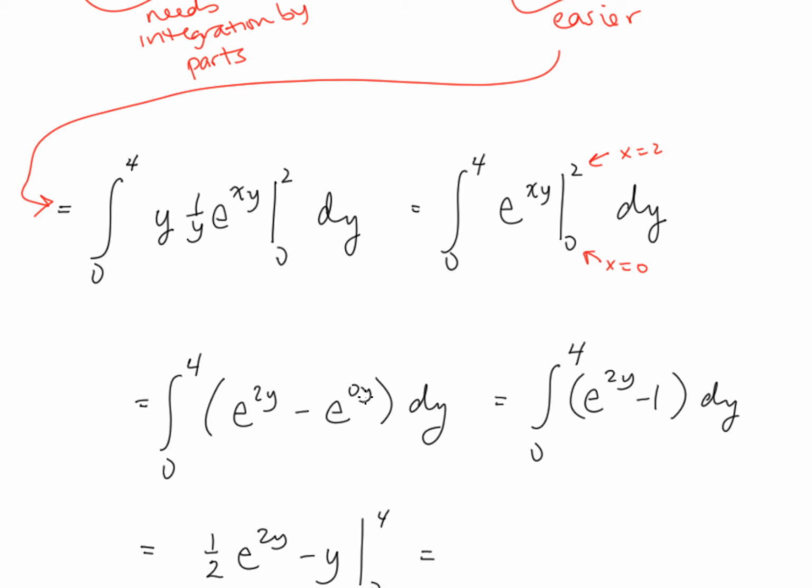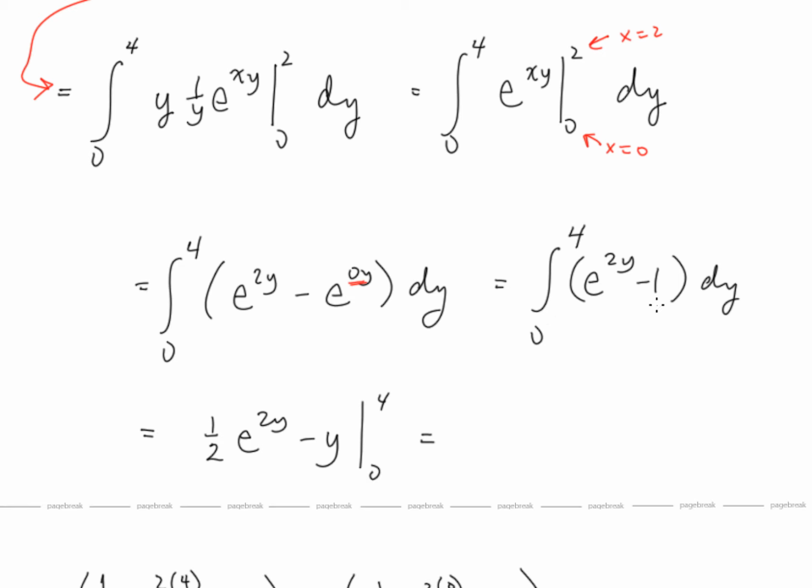Be careful here. I see a lot of students make mistakes when you're plugging in 0 for integration, because with polynomial functions it's always 0, but with exponentials it's not. So be careful and acknowledge that this e to the 0 is in fact 1. So here we have e to the 2y minus 1 getting integrated over y, and y going from 0 to 4.